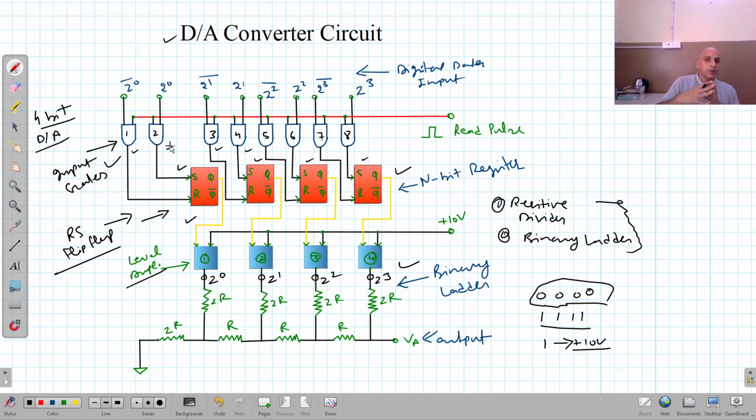What is the role of the input gates? The role of the input gates is to clock all the flip-flops. Now these are basically AND gates. You can see here these are all AND gates. We know very well that the output of an AND gate is Y equal to A and B, and it is only high when both A and B are high.